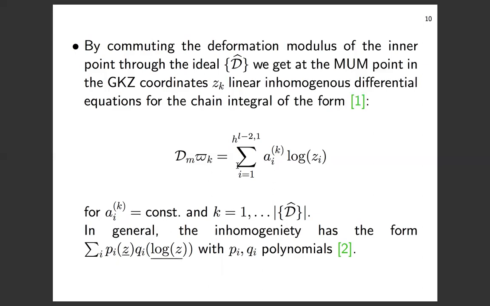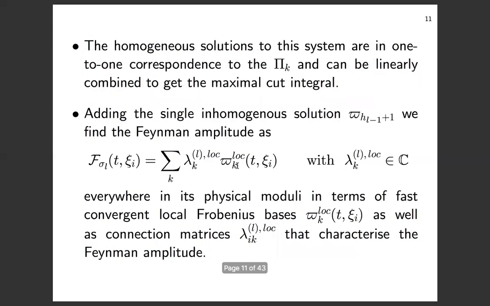But of course, in order to solve this inhomogeneous linear differential equation, you first solve the linear differential equation, which is essentially determining the periods of the Calabi-Yau. And then you find one more special solution, and that will give you the description of the Feynman graph. So this is what I say here.